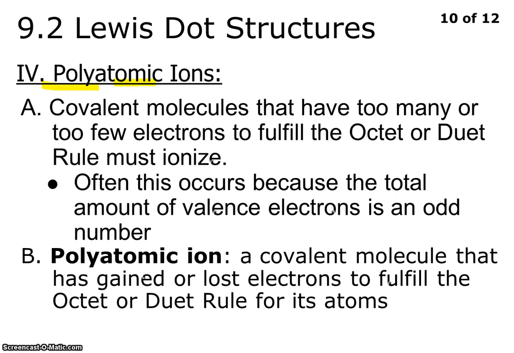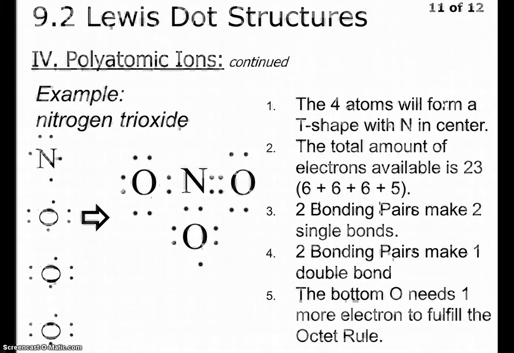Usually this happens because the total number of valence electrons ends up being an odd number. And when you have bonding pairs and non-bonding pairs, obviously that means, because pairs is 2, you need to have multiples of 2, which means you need to have an even number of electrons. So the rules for doing a polyatomic ion's Lewis dot structure are the same. You're just going to take into account that it has lost electrons or gained electrons to fulfill the octet rule or duet rule. For example, let's look at the polyatomic ion nitrogen trioxide.